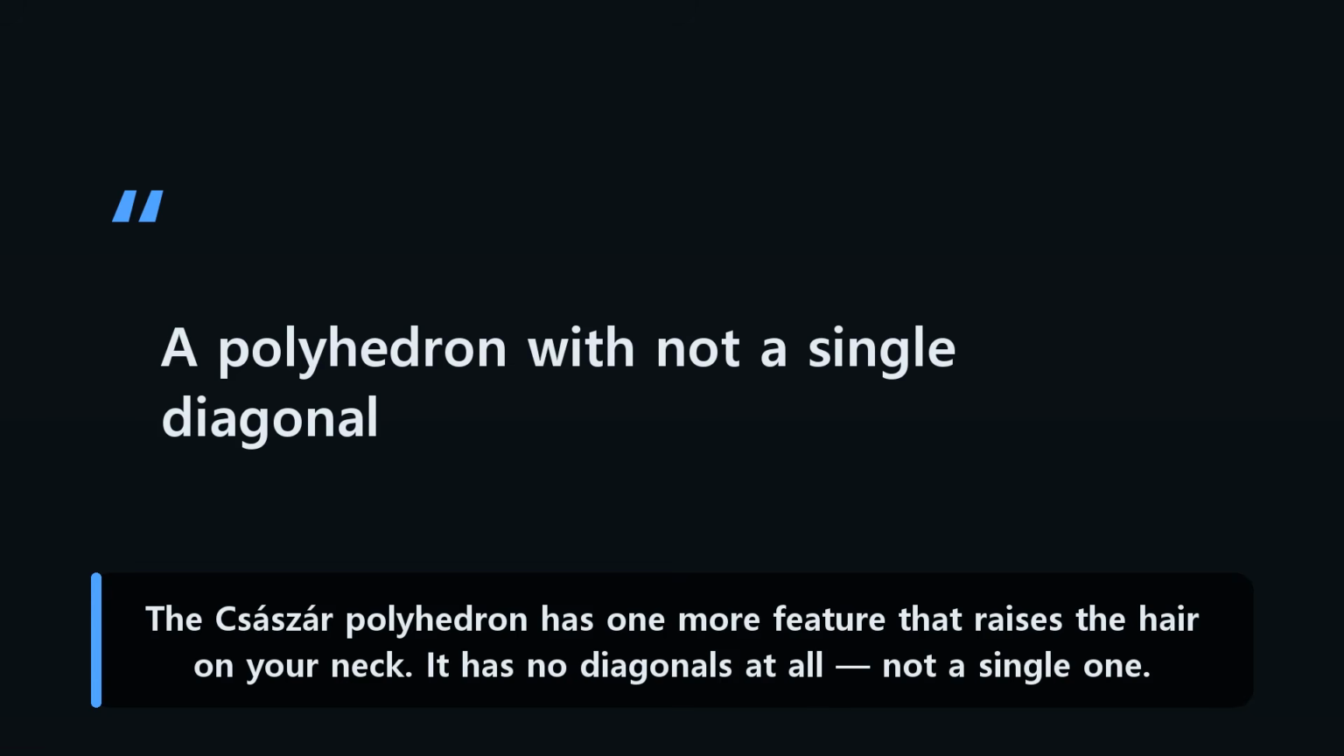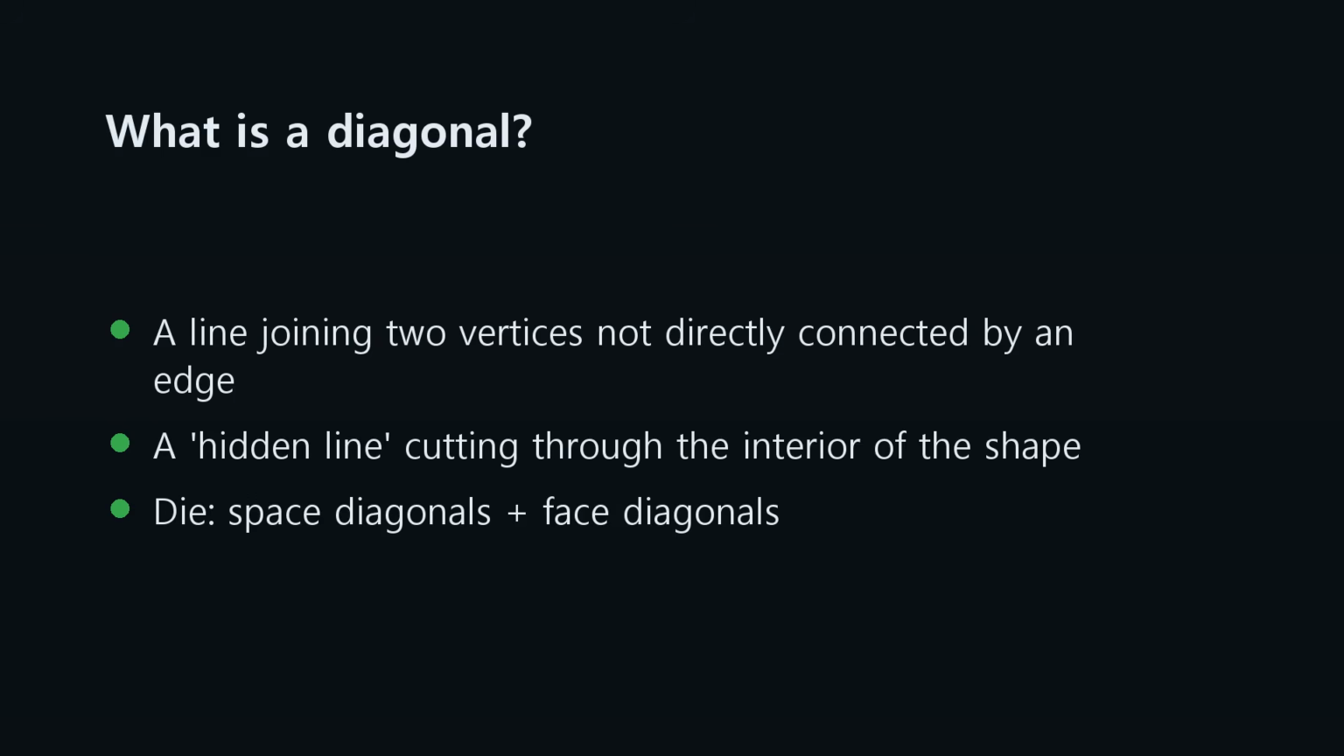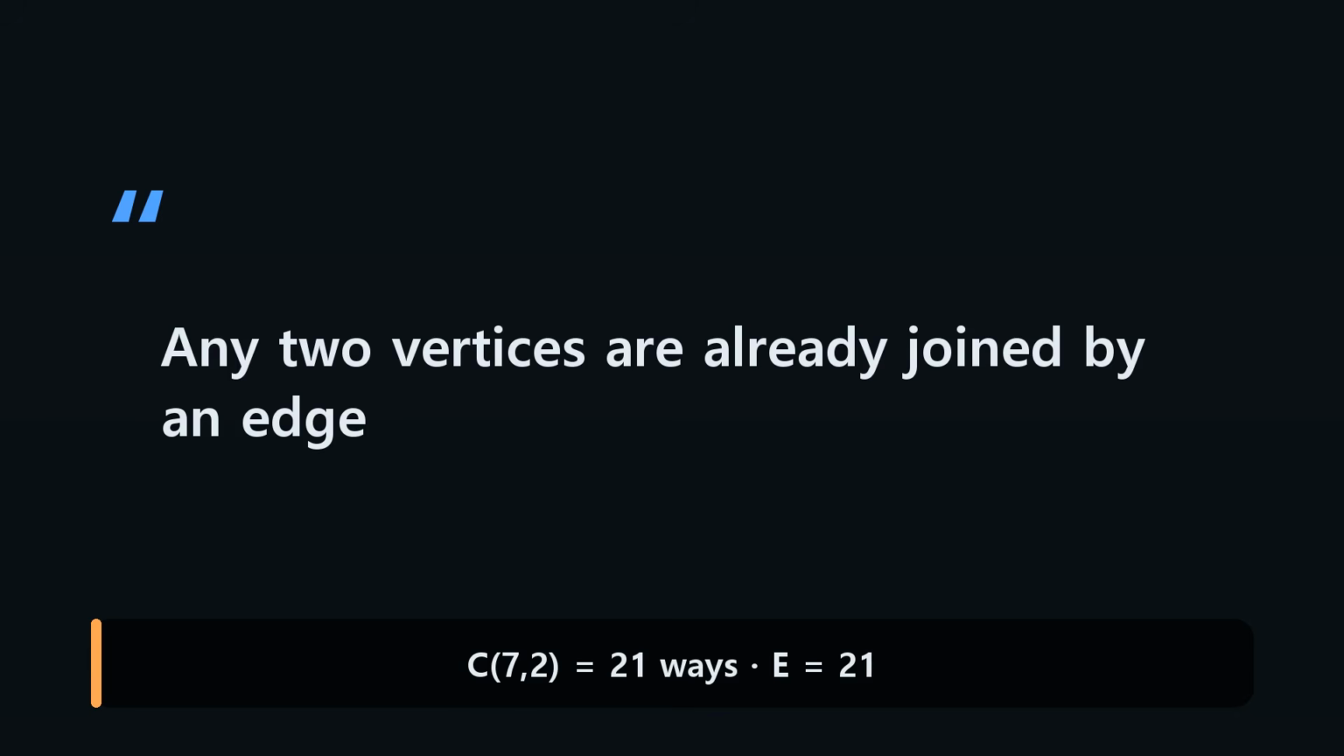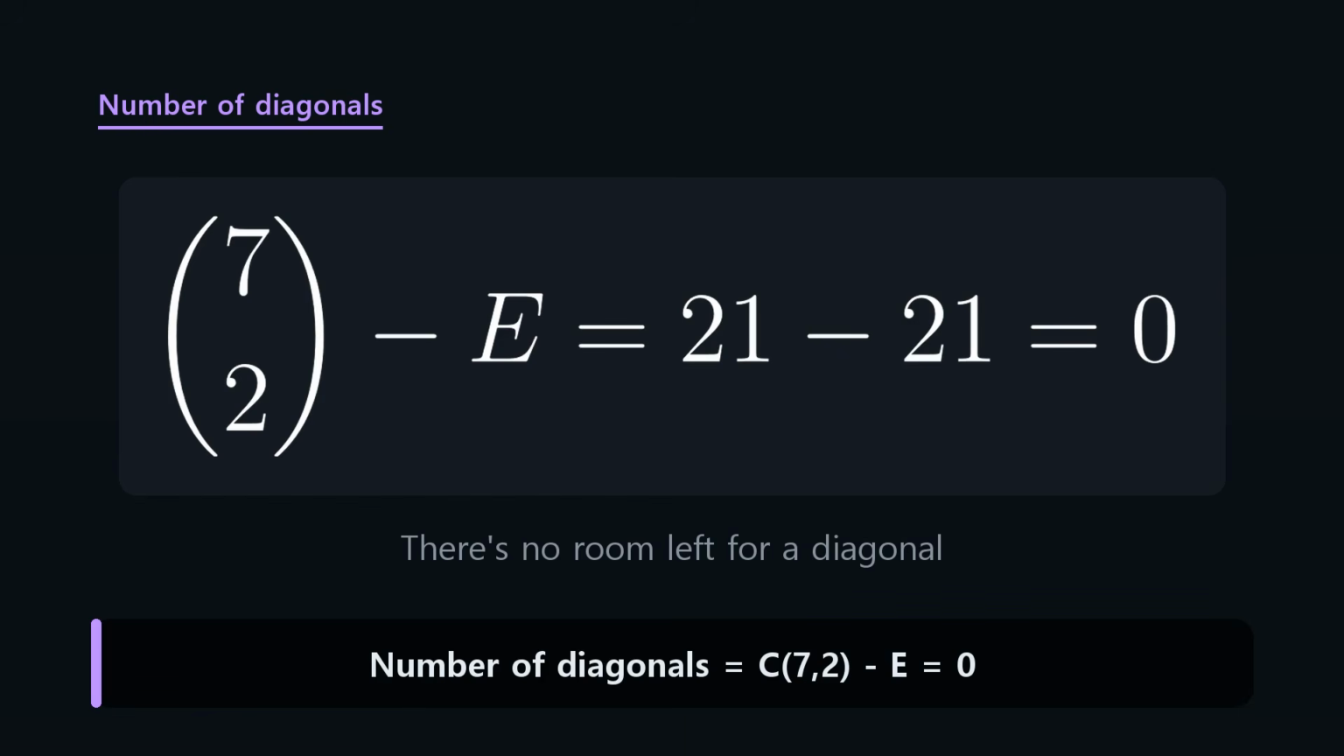The Szilassi polyhedron has one more feature that raises the hair on your neck. It has no diagonals at all, not a single one. A diagonal is a hidden line joining 2 vertices that aren't connected by an edge. A die has space diagonals and face diagonals. Choosing 2 out of 7 vertices gives 21 ways. And the Szilassi polyhedron has exactly 21 edges. Subtract the number of edges from that. 21 minus 21. The number of diagonals is exactly 0.